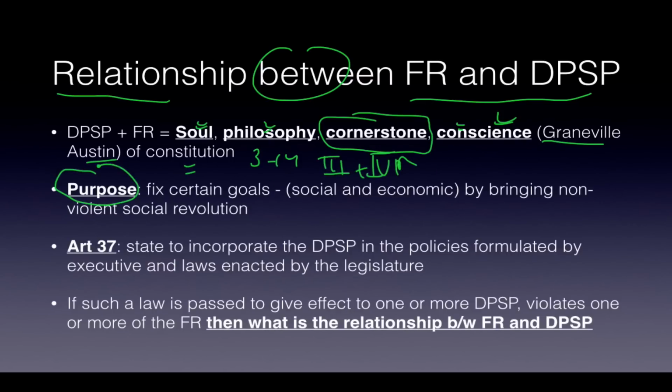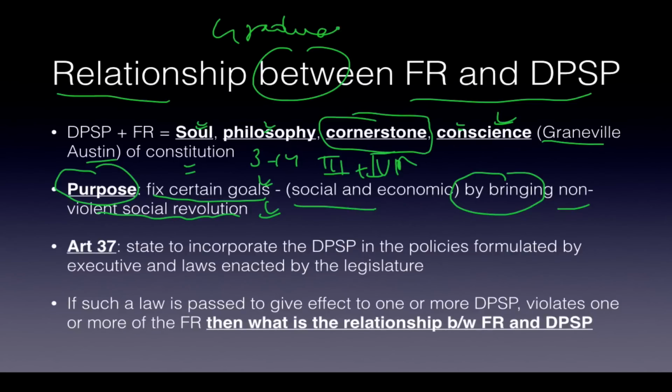What is the purpose of this? Purpose is to fix certain goals which are socio-economic, and it will be done by bringing non-violent social revolution in time. It will be gradual, but it will be done in time. Then Article 37, state needs to incorporate DPSP in the policies formulated by executive and the laws enacted by the legislature. And this is the key question which should be asked by each and every one of you.